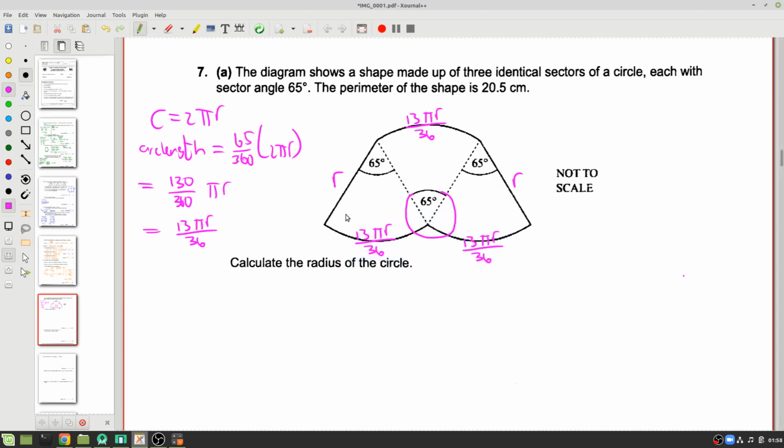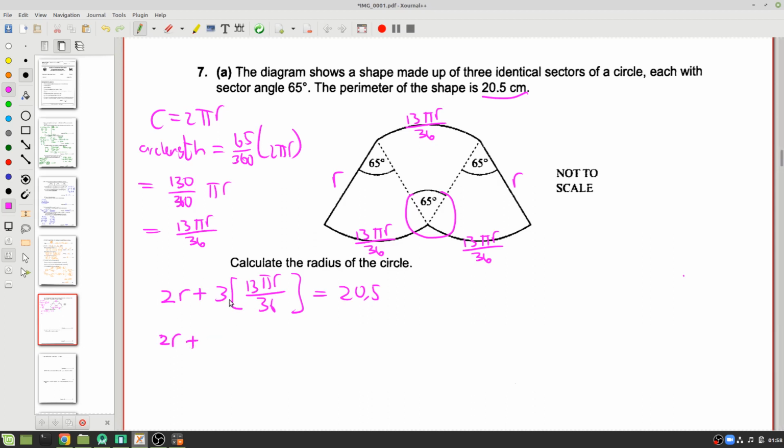So we have the circumference, right? This plus that plus that plus this plus that equals 20.5. So let's write that down. We've got r plus r, that'll give us 2r, plus 3 of these things. So let's write 3 times 13 pi r over 36. And if we add all of that up, we should get an answer of 20.5 centimeters. Now we just need to solve for r. So let's do all the steps here.